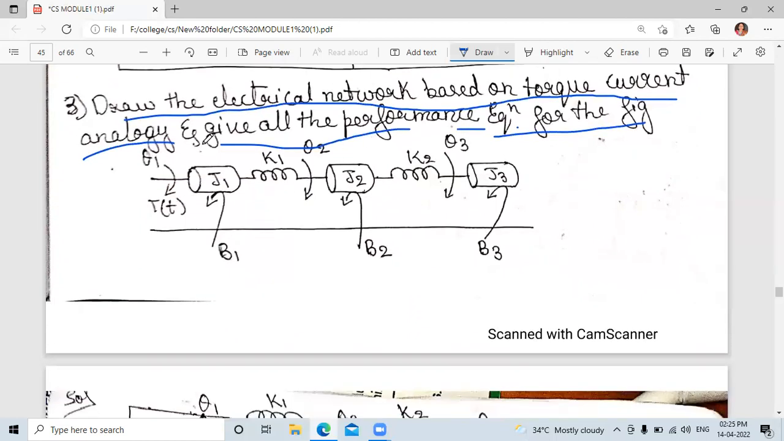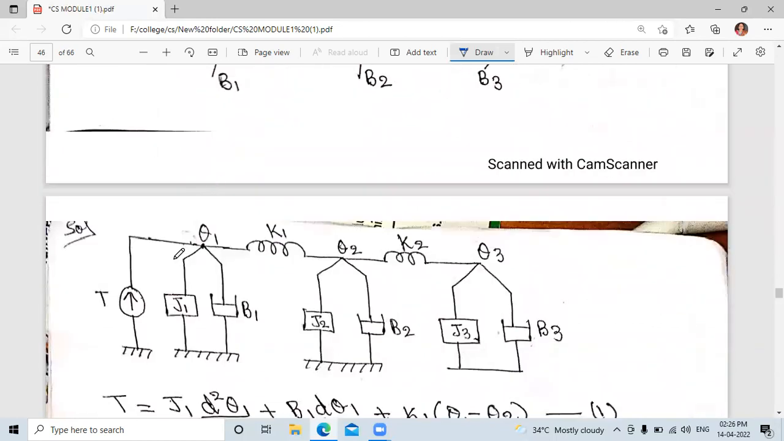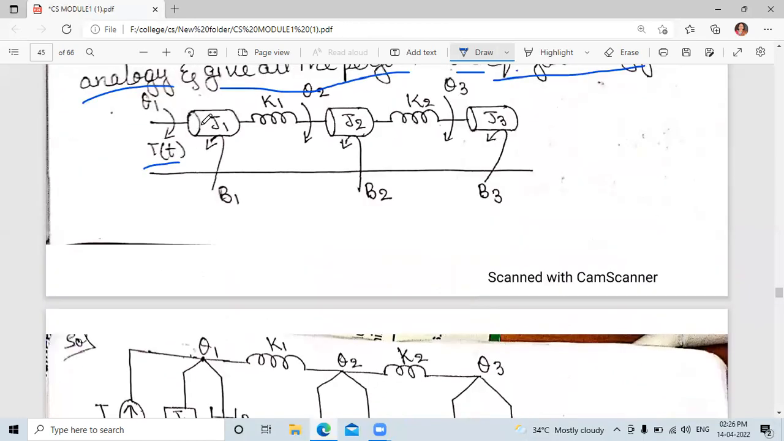So what have they given? Theta 1, theta 2, theta 3. They have given three displacements, so how many equations will you get? Three equations. And they have given J1, J2, J3 and B1, B2, B3. Here for theta 1 only T of t is connected, and J1. For theta 1: J1, T of t, B1. For theta 2: K1, J2 and B2.